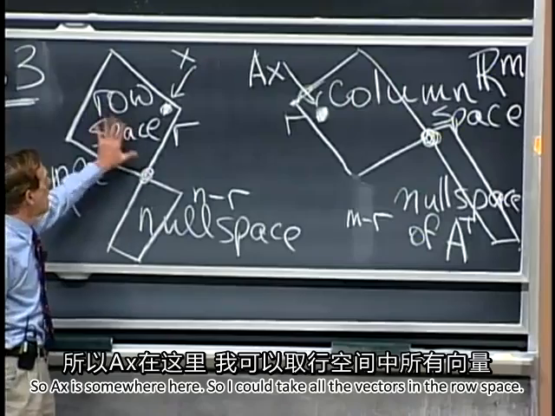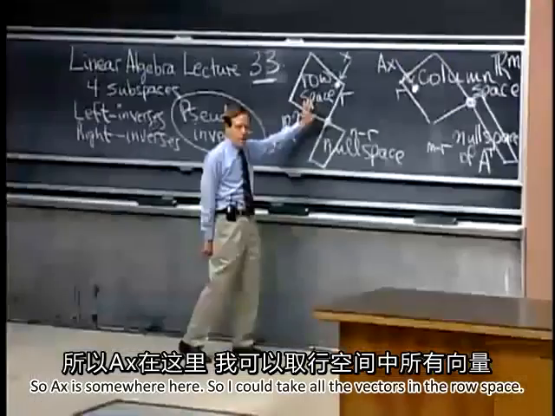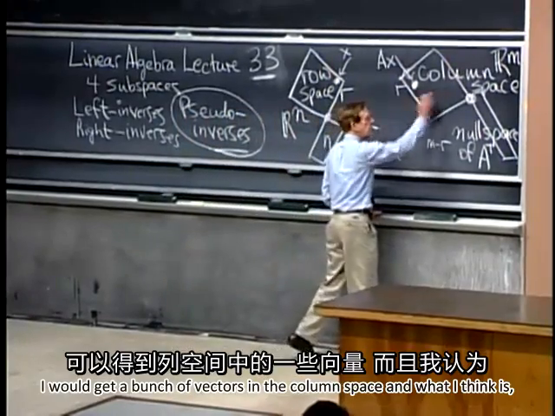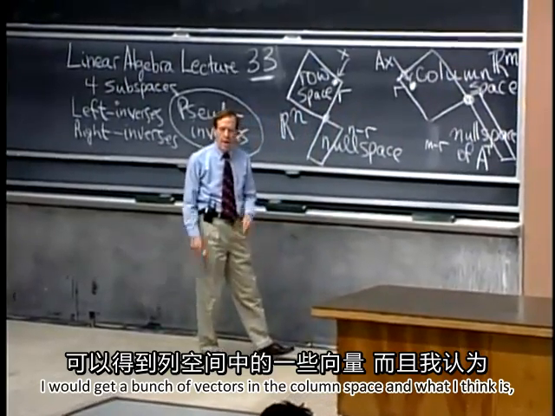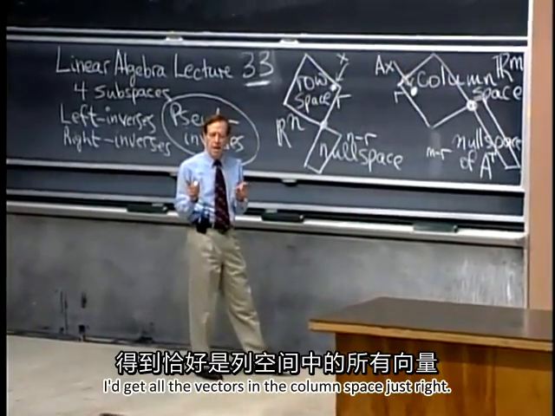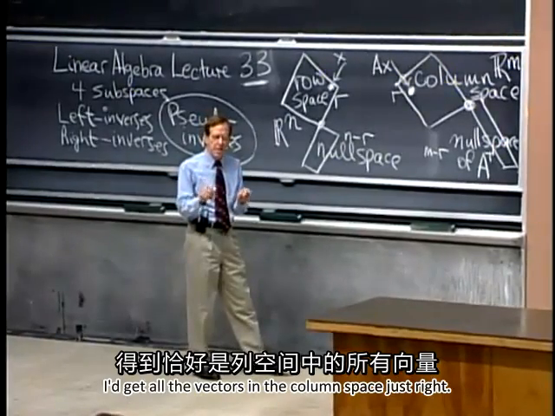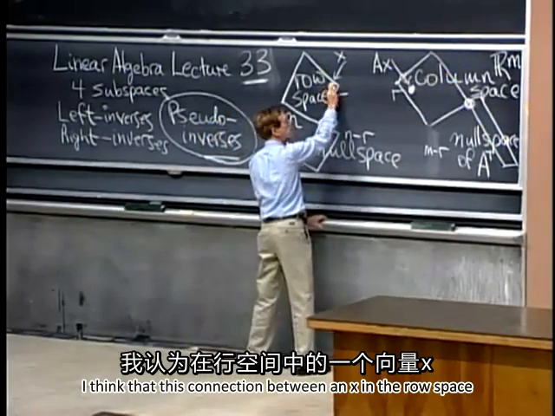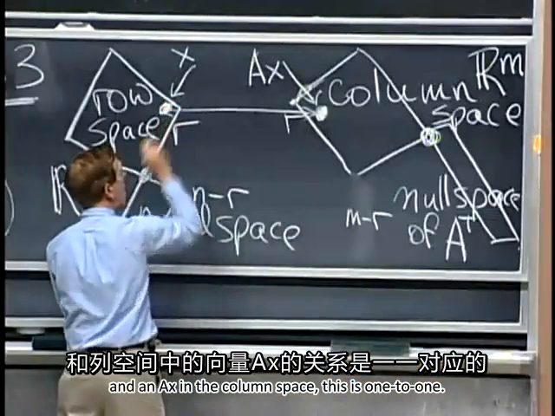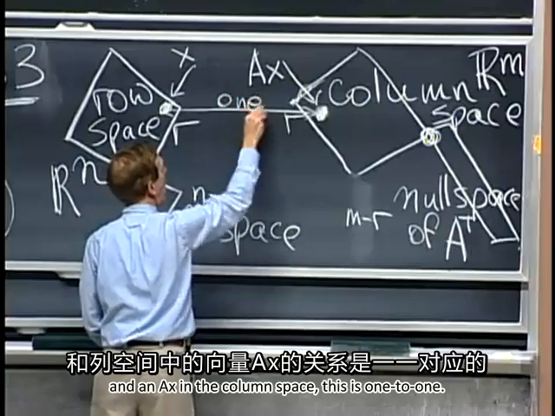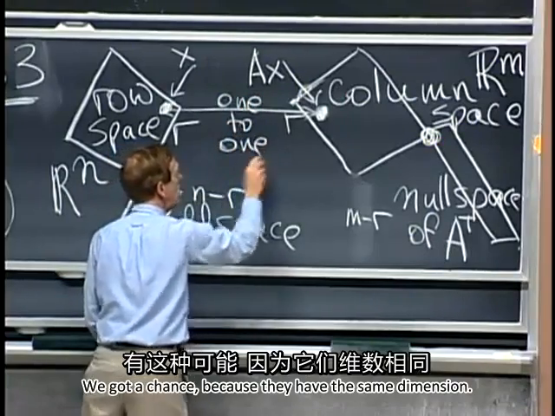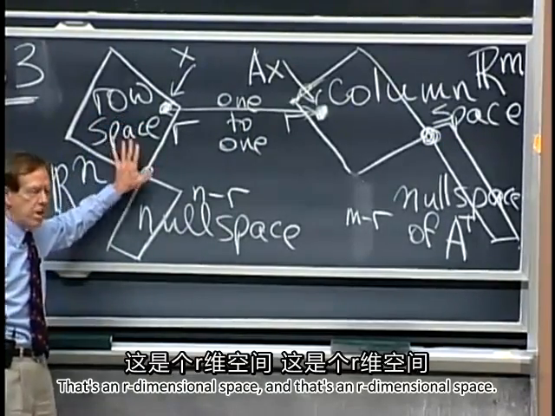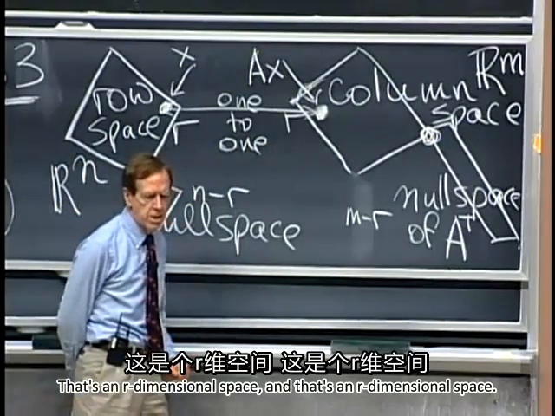So I could take all the vectors in the row space and multiply them all by A. I would get a bunch of vectors in the column space. And I think I'd get all the vectors in the column space just right. I think that this connection between an x in the row space and an Ax in the column space is 1-to-1. Well, look, we got a chance because they have the same dimension. That's an R-dimensional space, and that's an R-dimensional space.